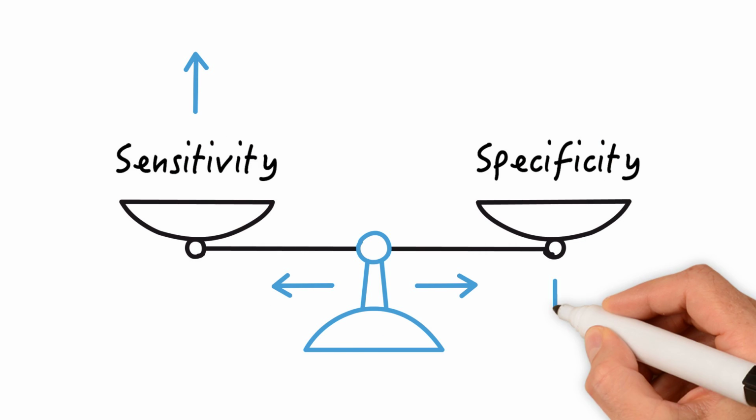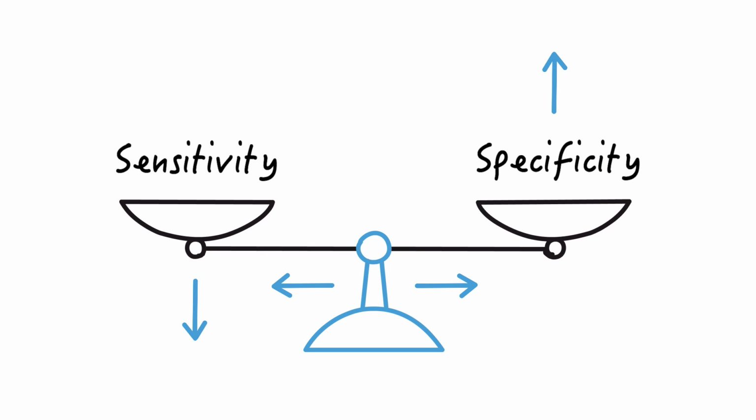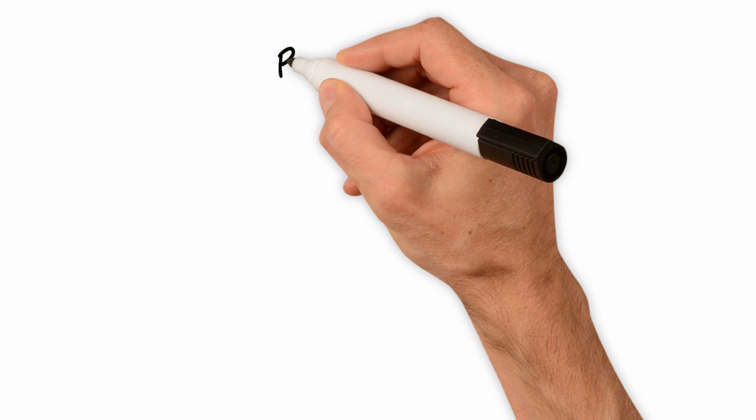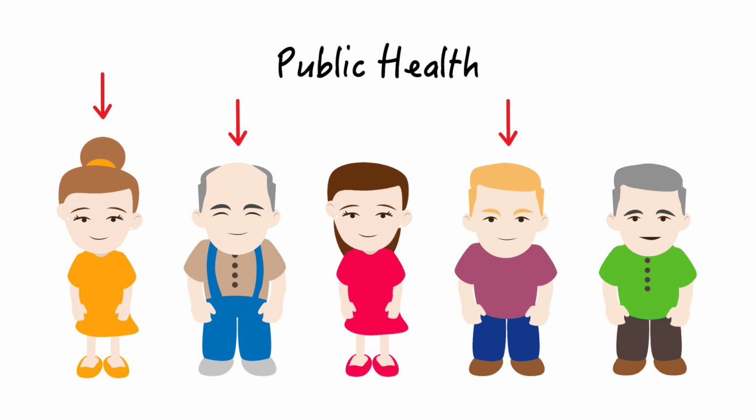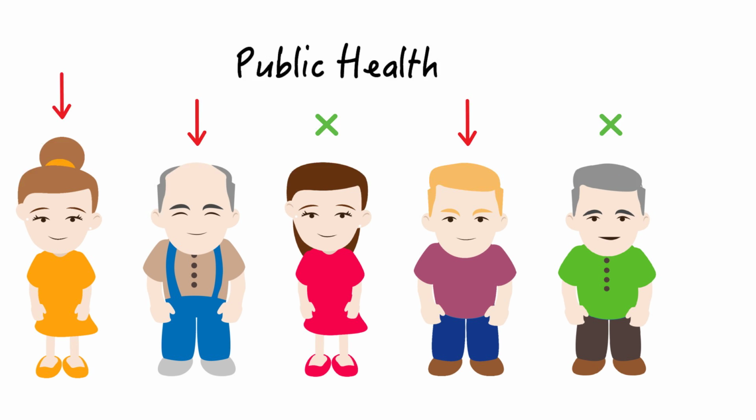So moving the threshold is usually a compromise between sensitivity and specificity. As one goes up, the other one goes down, and vice versa. Sensitivity and specificity are great for public health purposes because they tell us how many diseased individuals in our population we're going to pick up with the test and how many non-diseased we'll be able to rule out.